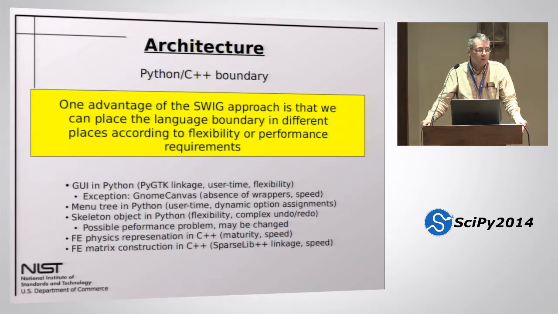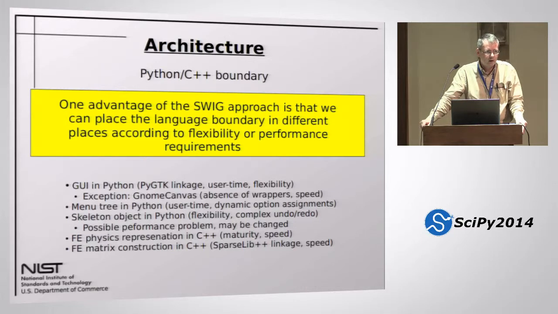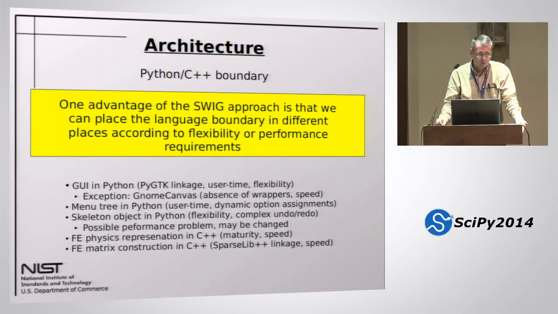A major advantage of Swig, I actually haven't heard much about Swig at this conference, it used to be more commonly used, is it allows us to move the Python C++ language boundary around according to our requirements. We have done this several times where we'll run into something where performance just isn't good enough and we need to move a bunch of Python code down to C++, and we can do that. We just write it in C++ and wrap it, and the whole top-end architecture still works. I think we've gone the other way a couple of times too, where we found something that just isn't mature enough. We really need the flexibility of Python, so we can bring it up into Python and just swig the lower level things.